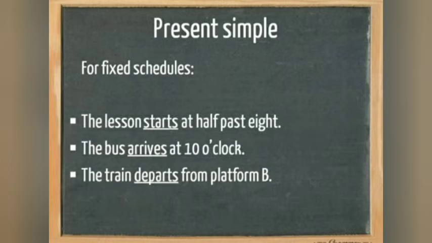For example, the lesson starts at 8:30. The bus arrives at 10 o'clock. The train departs from platform B. In all these examples, whether it is the starting of the lesson, the arrival of the bus, or the departure of the train, all have a fixed time or schedule.